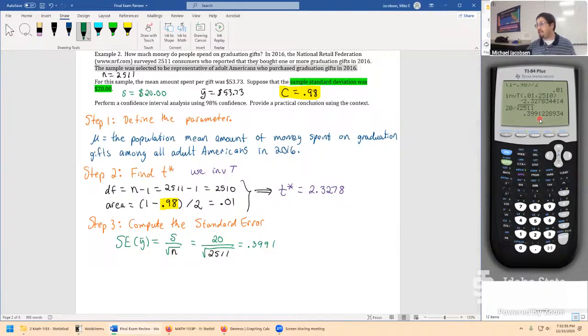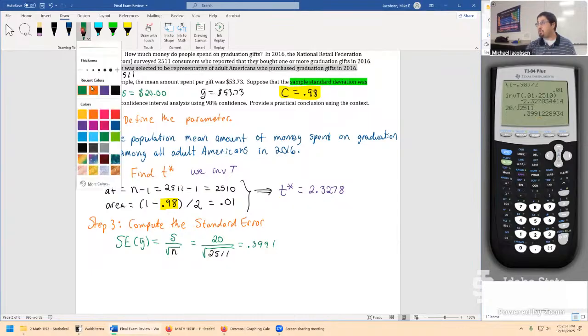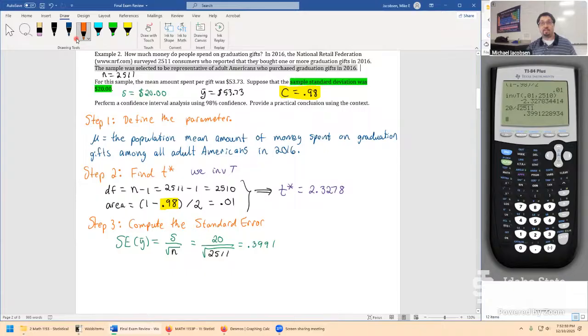And we're just about there. Step 4 is just to compute the whole confidence interval itself. And the 5th step is just going to be the practical conclusion. Any questions at the moment with what we've got on paper so far?